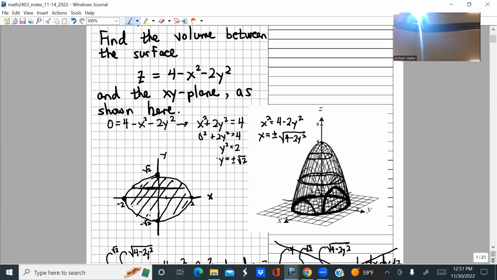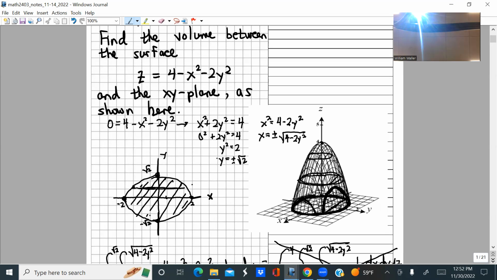So how do you find the trace in the XY plane of this object? Yeah, by setting z to 0, right? And then looking at that equation. And when you do that, you get x squared plus 2y squared equals 4. Okay. And so we were able to figure out the y-intercepts were plus and minus square root of 2, right? Okay. And x, these two curves, the curve on the left and the curve on the right, would be plus or minus the square root of 4 minus 2y squared.